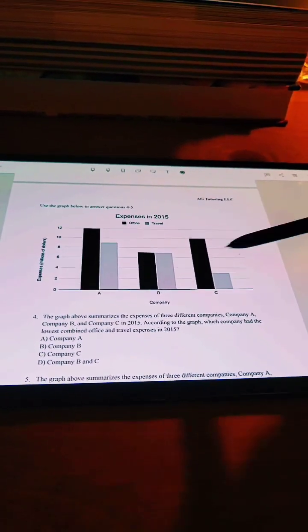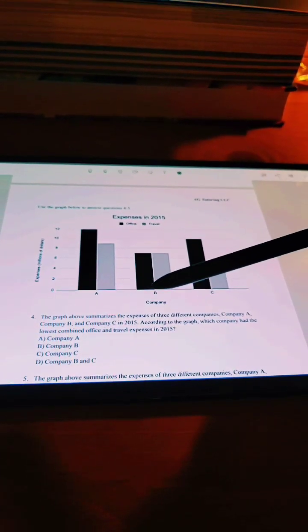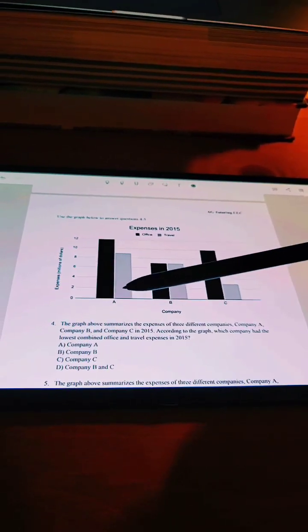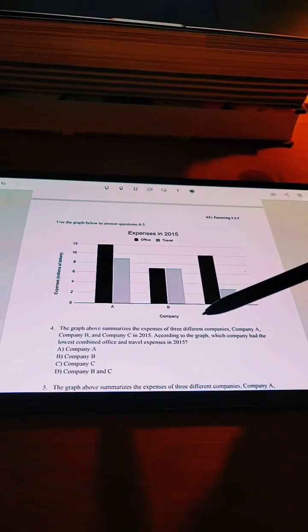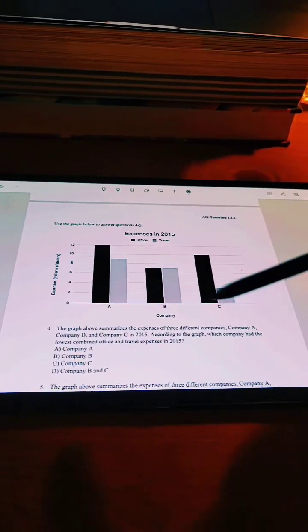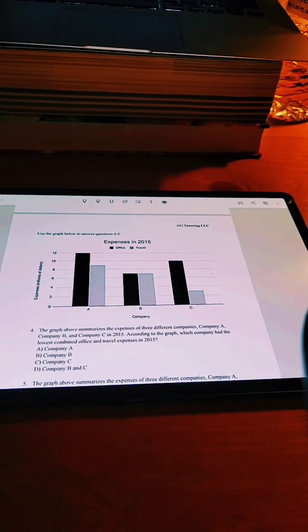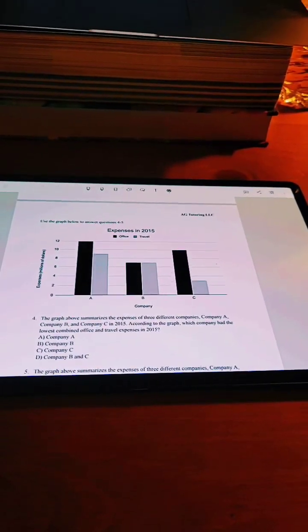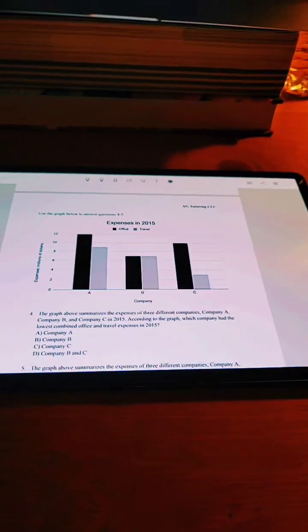So let's now go to this question right here. We have these bar graphs. The graph above, thank you guys for sharing the live and liking the live, summarizes the expenses of 3 different companies, Company A, Company B, and Company C in 2015. According to the graph, which company had the lowest combined office and travel expenses in 2015?